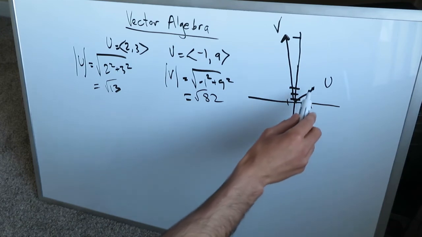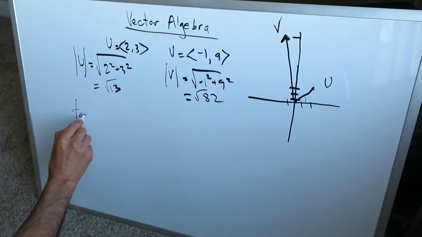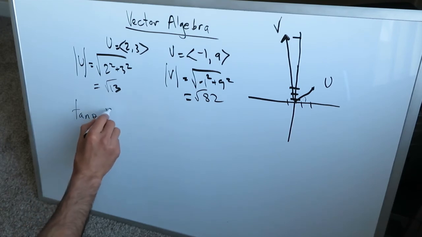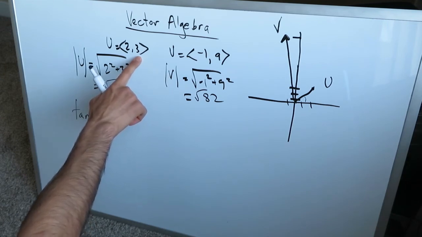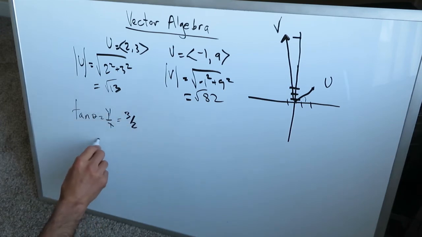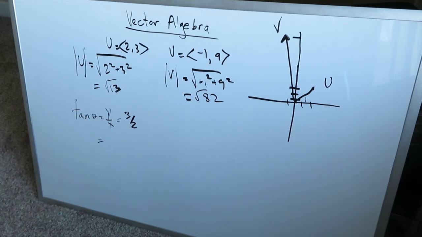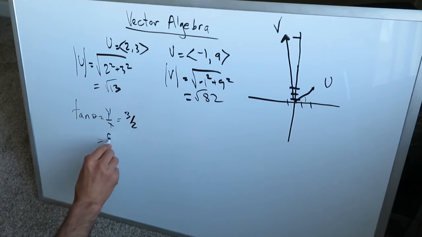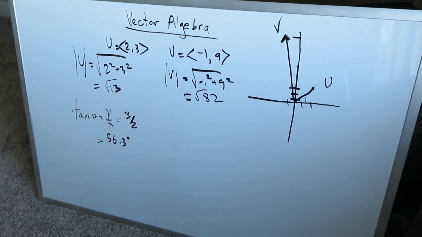How are we going to determine the angle of u? Well, the angle of u is going to be represented right over here. We'll just do the tan theta formula. Tan theta is equal to the y component over the x component. The y component right here is u2, the y aspect of this vector. So you just do 3 divided by 2 and you arctan it. You get 56.3 degrees. So the direction of this specific vector u is 56.3. It has a magnitude of root 13 but has a direction of 56.3.